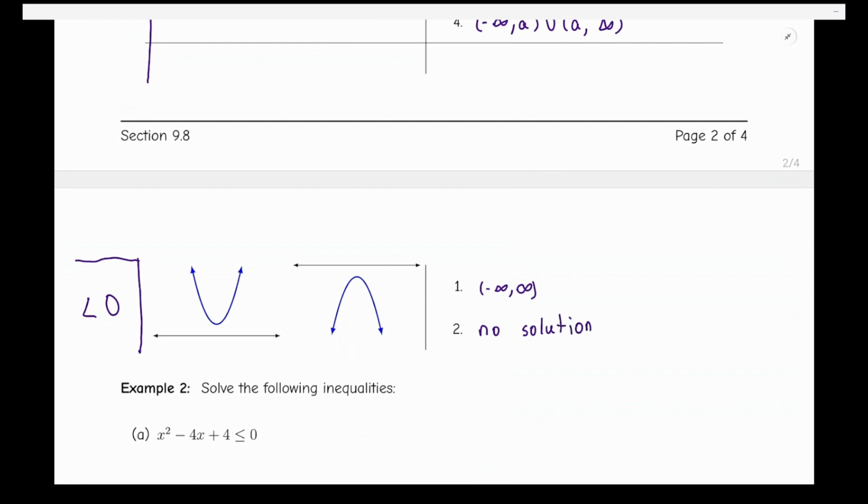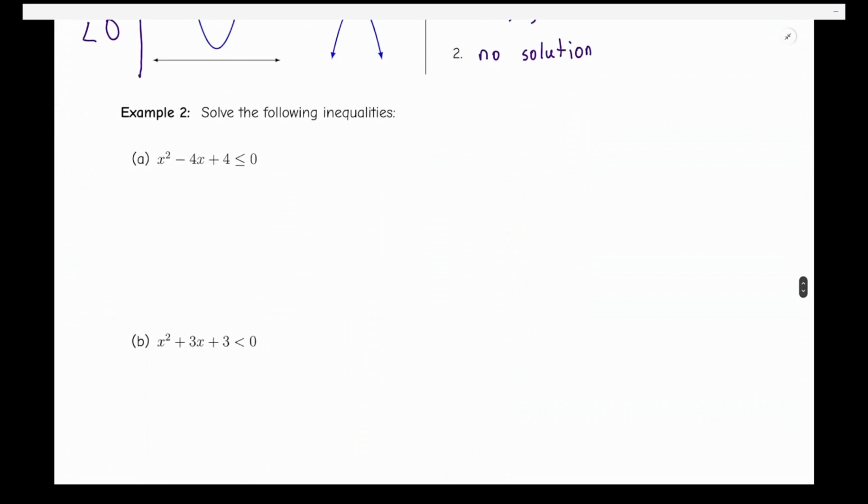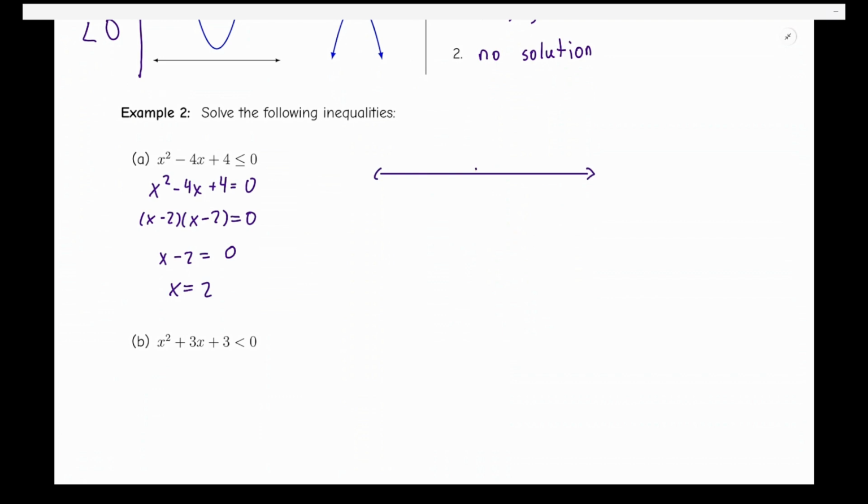So example 2, solve the following inequalities. We have x squared minus 4x plus 4 is less than or equal to 0. So the first thing I'm going to do is find the roots. So I'm going to change it to an equal sign. This is factorable as (x minus 2)(x minus 2) equals 0, which means x minus 2 equals 0, which means x equals 2. So now when I do my number line, I only get a single point on it.